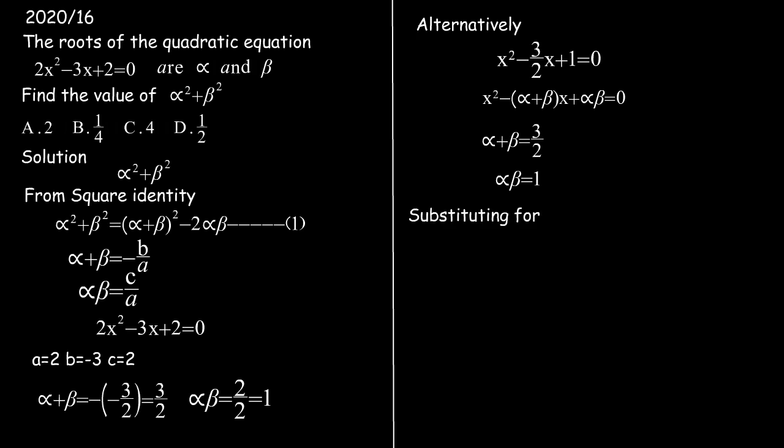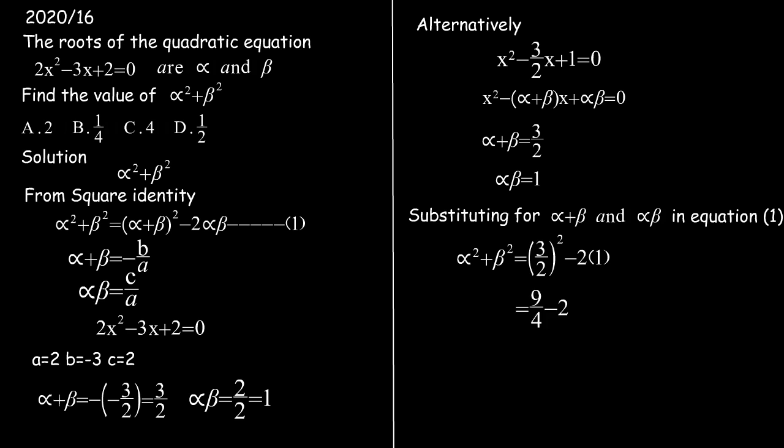Now substituting for alpha plus beta and alpha beta in equation 1, alpha squared plus beta squared will be equal to 3 over 2, in bracket, squared, minus 2 into 1, which will be equal to 9 over 4 minus 2. Simplifying, it will be equal to 9 minus 8 divided by 4, which is equal to 1 over 4, and the correct option is B.